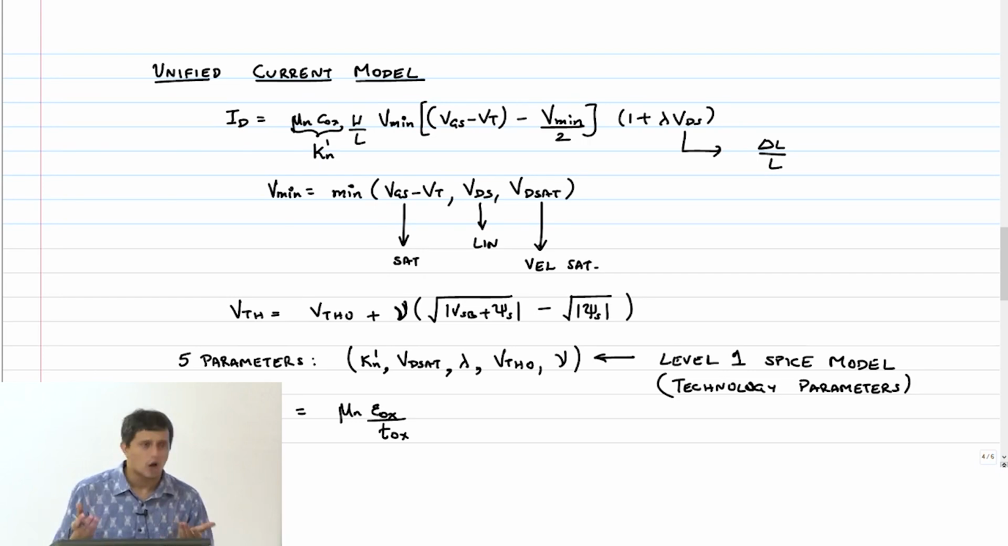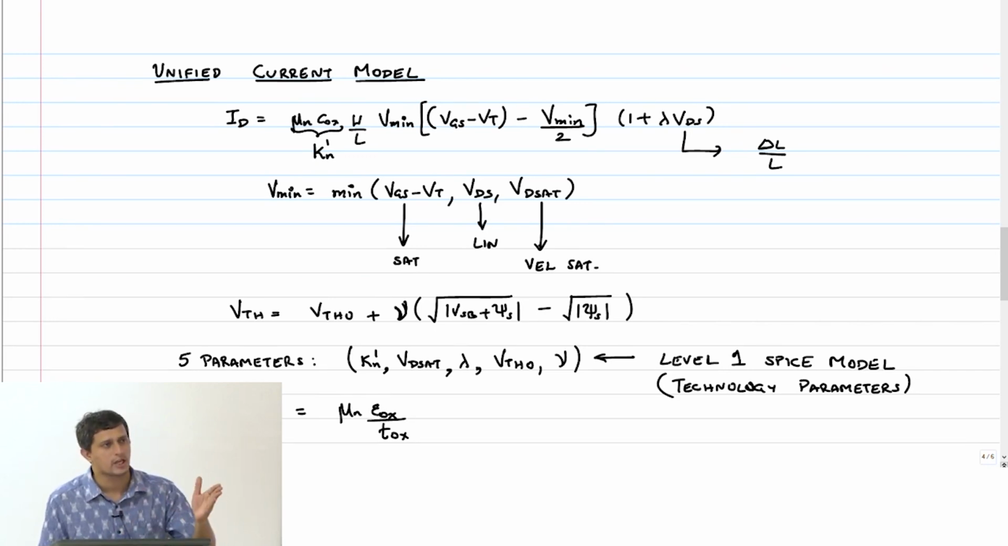For the oxide thickness, for example, that is fixed for all transistors. Once you scale to a new technology, in 14 nanometer it's about 1 nanometer, for all transistors, including PMOS transistors. You have another variety called a thick oxide device where the oxide thickness is slightly larger, but that's a separate model. But even there, across NMOS and PMOS, the oxide thickness is fixed.